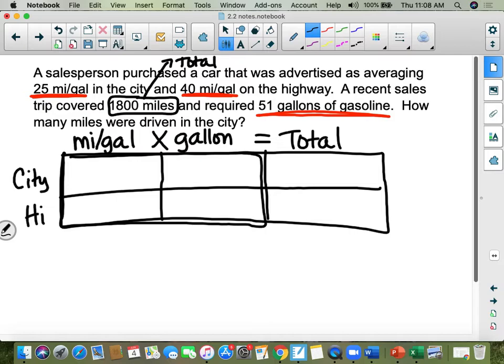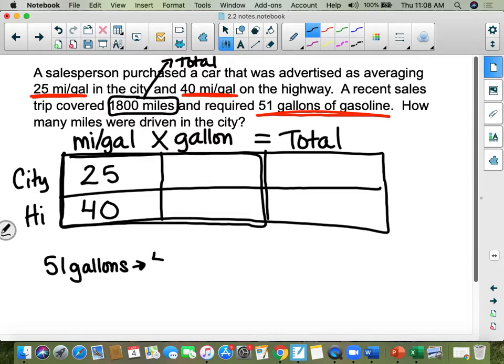Let's see, there are 25 miles per gallon in the city. That goes there. And 40 goes there. That's not hard. Okay, we know they use 51 gallons of gasoline. That makes sense, 51 gallons of gasoline. But we don't know how many of those 51 gallons they used in the city and how many on the highway.